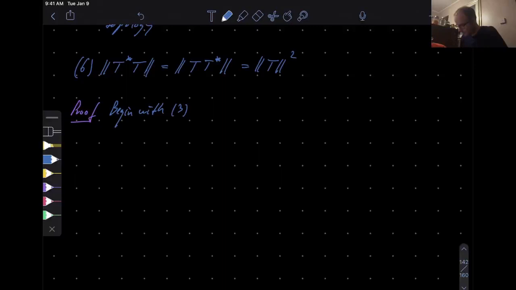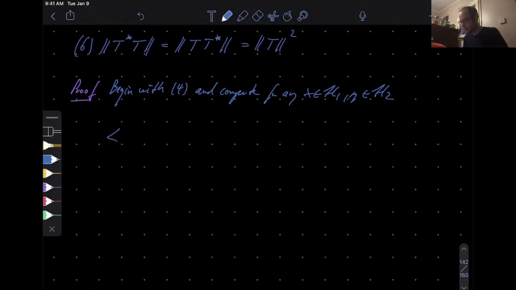So begin with 3 and compute for any x in H1, y in H2. I mean, proving those properties is not super hard. Actually, it's not 3 that I begin with. This is property 4. Property 4 is the property that if you compute the adjoint of the adjoint, then you go back to the map itself. Okay, so let's do this.